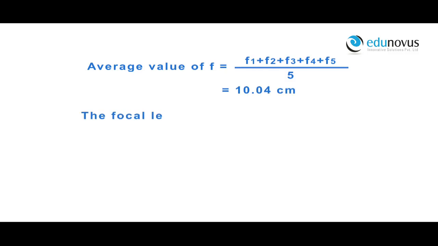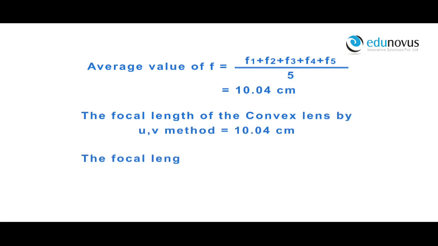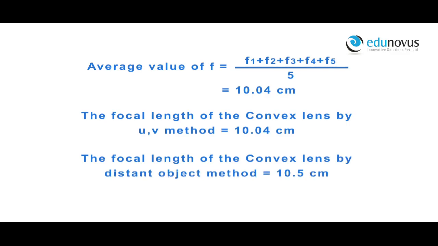Therefore, the focal length of the convex lens by UV method is 10.04 centimeters and the focal length of the convex lens by distant object method is 10.5 centimeters. Using the values of u and v from the observation table, we plot the u versus v graph and the 1 by u versus 1 by v graph, and then we calculate the focal length from these graphs.